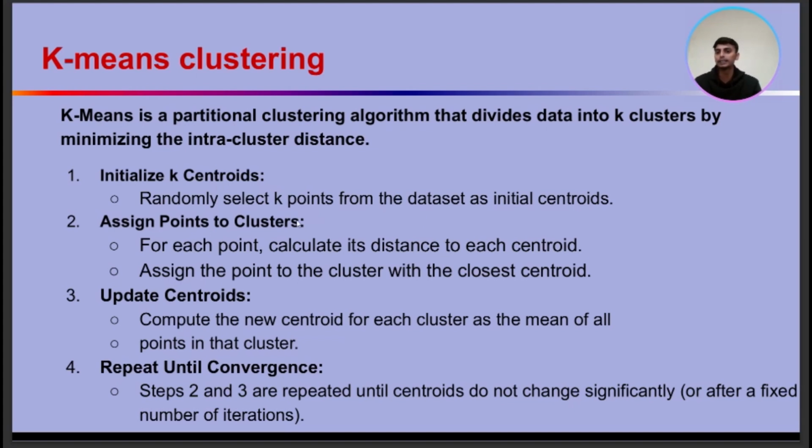First, we initialize k centroids, which form the clusters. We define how many points we take, so we randomly take k points. Then we assign each point to a cluster, by calculating the distance of each point from the centroid. Then we update the centroid, and fourth, we repeat until convergence. That means we repeat steps 2 and 3 until the centroids do not change significantly. So this is the algorithm.